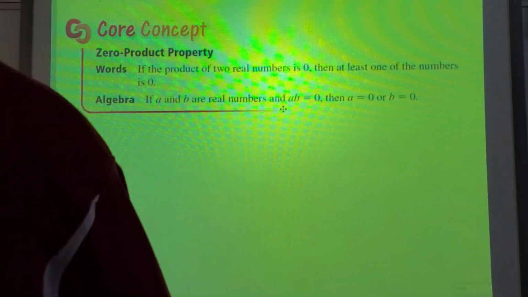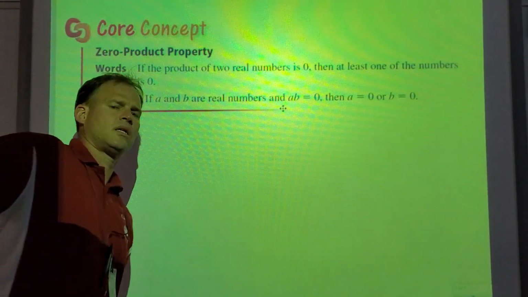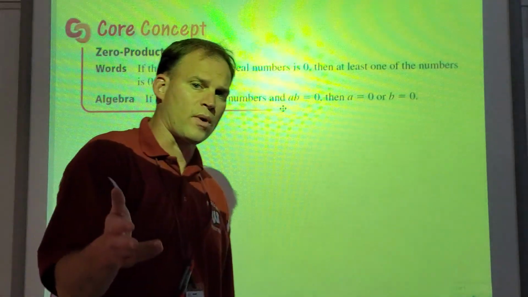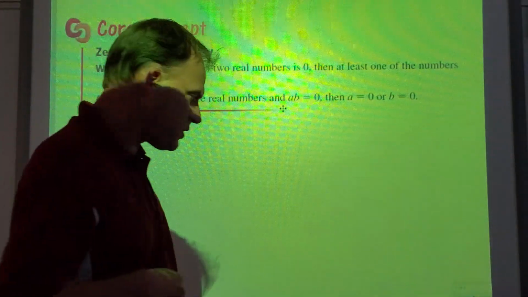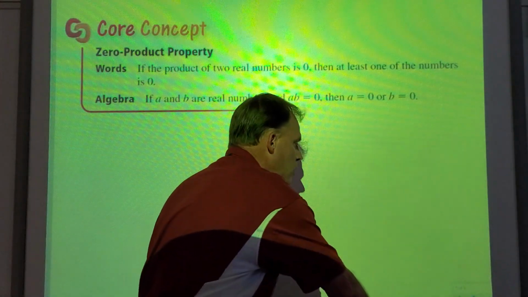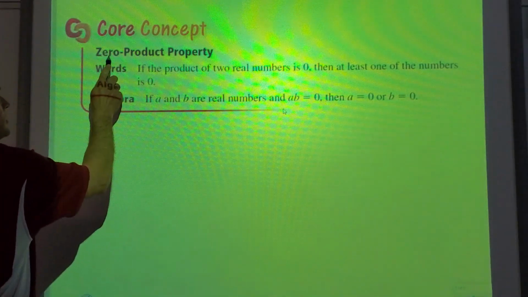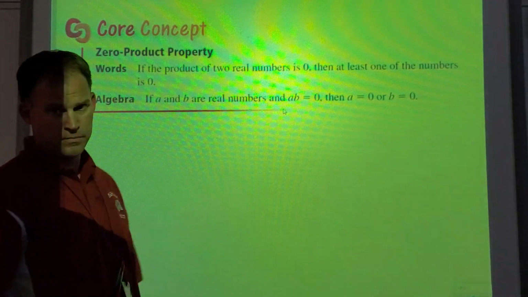All right, here we go. This is something we kind of touched on a little bit when we were graphing our parabolas, but here's the official lesson on it. Most of this stuff is going to look familiar, but the name of this is the zero product property.